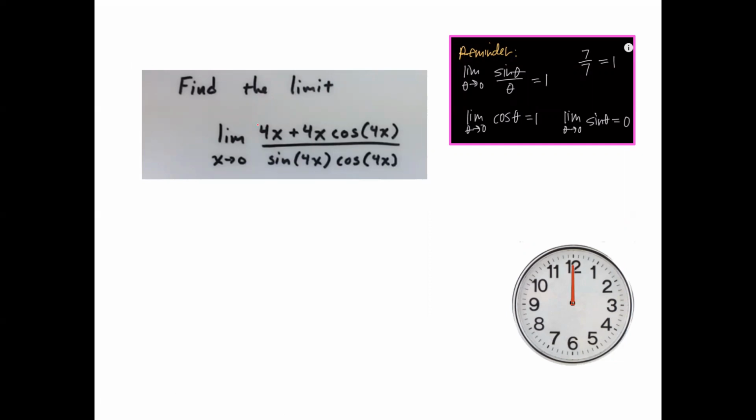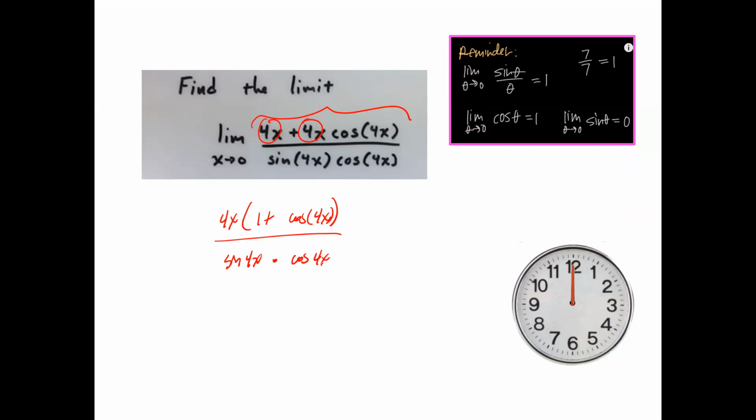Okay, initially when I'm looking at the numerator right here, I noticed that there's a 4x and a 4x. So I'm going to try to maybe take that 4x out. If I do that, I have a 1 plus cosine 4x remaining over sine 4x times cosine 4x.